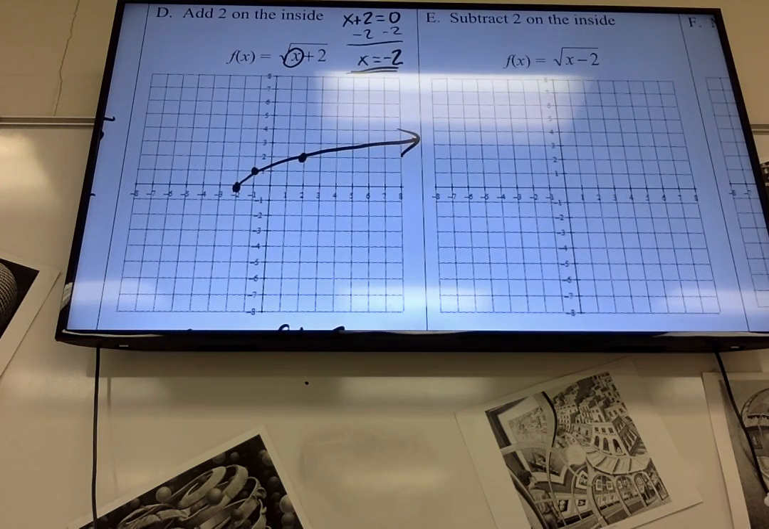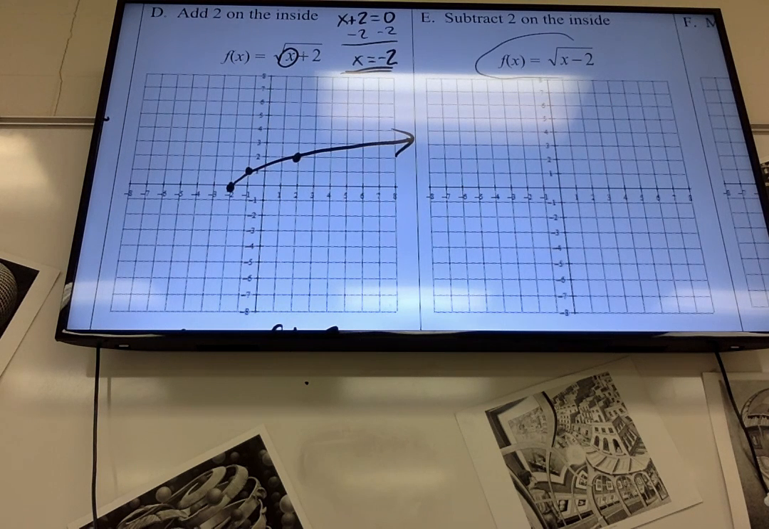So what do you suppose is going to happen on E? This one. To the right 2. Go ahead. Graph that. Move it to the right 2.